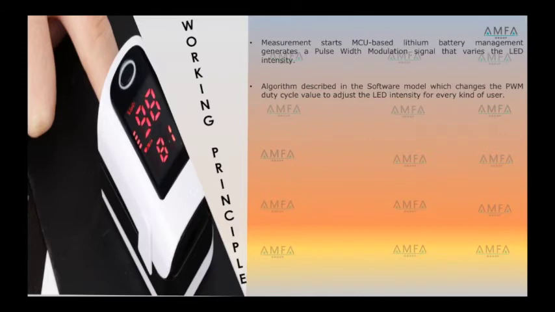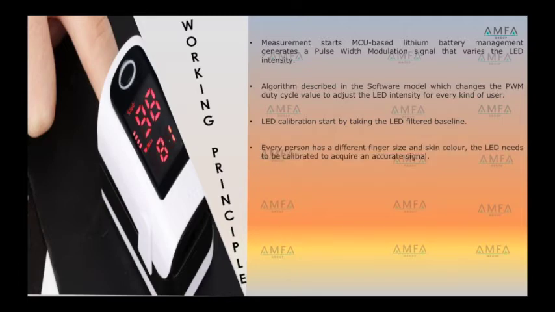The algorithm described in the software model changes the PWM duty cycle value to adjust the LED intensity for every kind of user, because for different skin types and colors the program has to be adjusted. LED calibration starts by taking the LED filtered baseline, and every person has a different finger size and skin color. The LED needs to be calibrated to acquire an accurate signal.